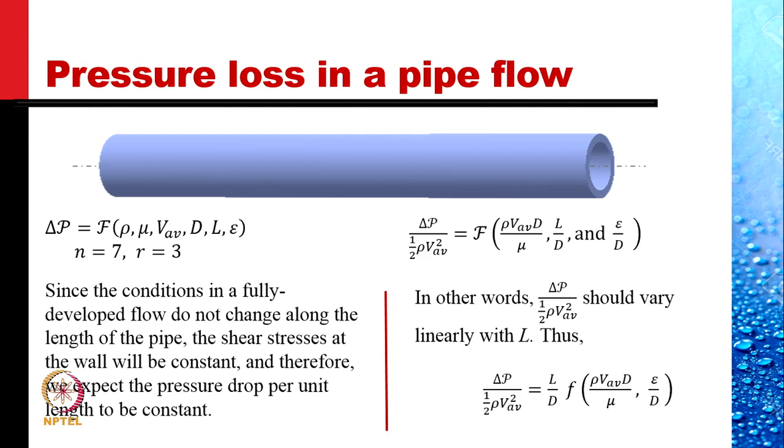If it varies linearly with L, then the dependence of the function should be like delta P divided by 1/2 rho V average square equals L by D times a function f of rho V average D divided by mu, the Reynolds number, and epsilon by D, the relative roughness parameter. This is the famous formulation that you must have studied in your fluid mechanics course.